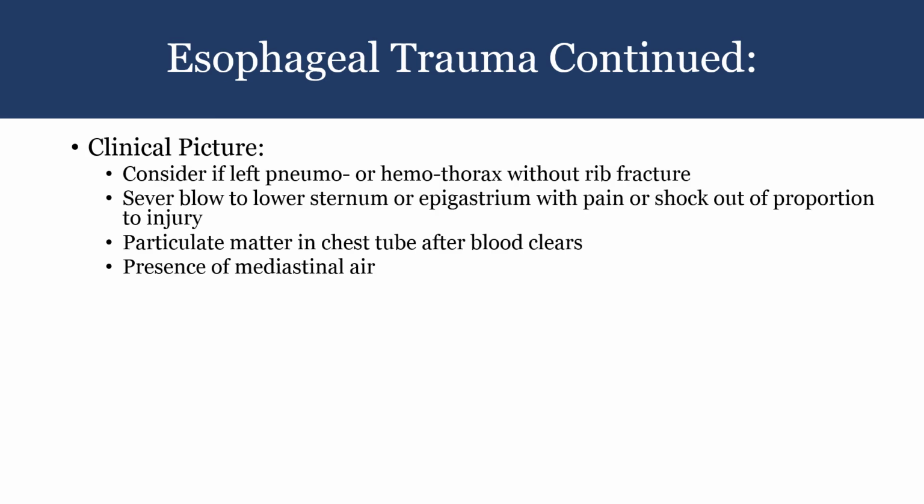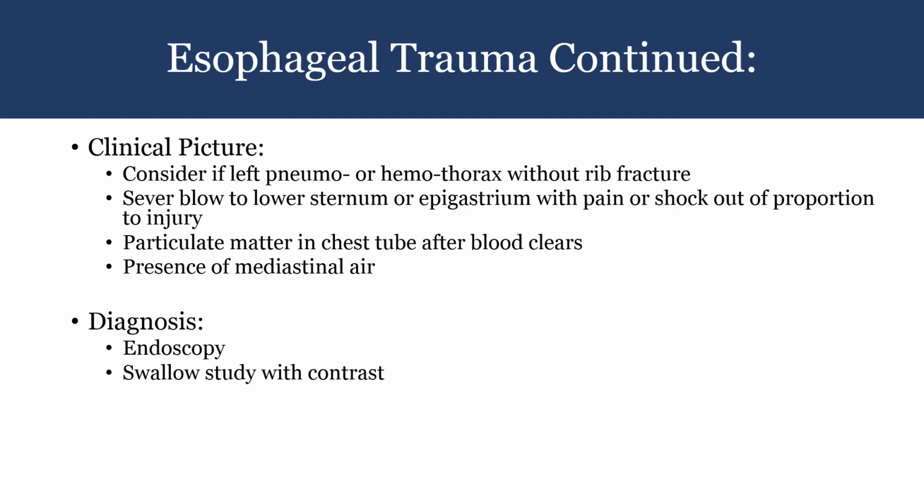Management of esophageal trauma. Clinical picture: you consider it if you have a left pneumothorax or hemothorax without any rib fracture. If there is a history of a severe blow to the lower sternum or epigastrium with resultant pain or shock out of proportion compared to the injury, or particulate matter in the chest tube after the blood clears, then you see particulate matter, especially from food that has been eaten. The presence of mediastinal air usually shows you have rupture of the esophagus.